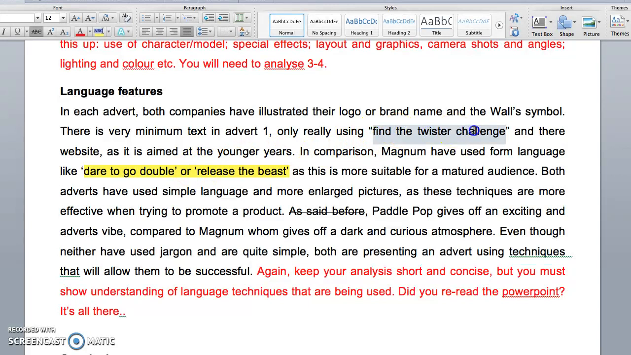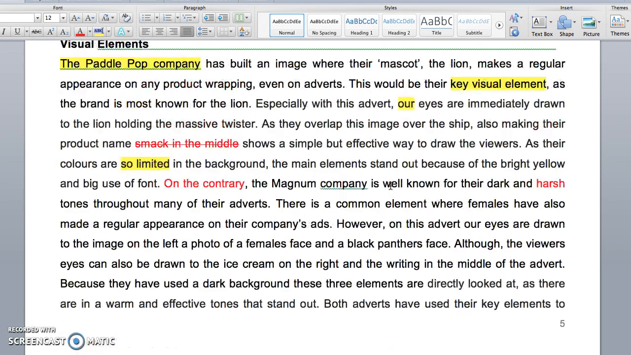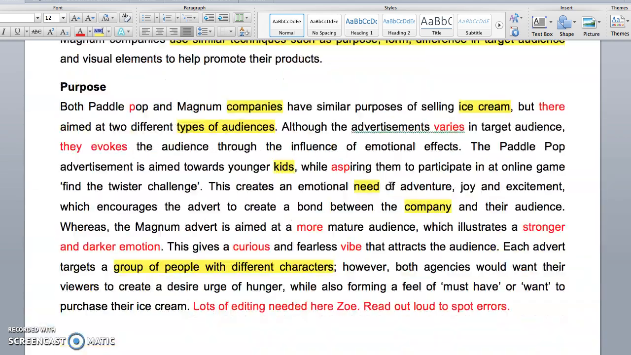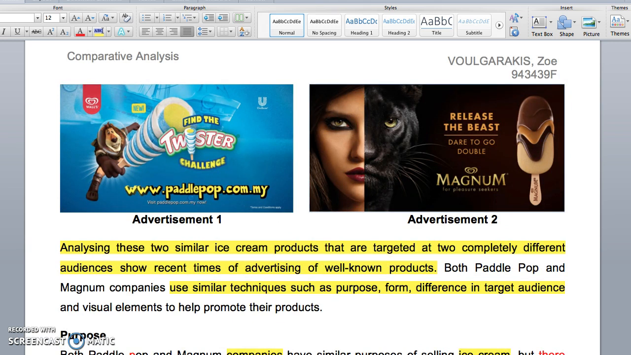You've got to analyze, well, what is the effect of "Find the Twister challenge"? It's issuing the target audience with a command. Find the Twister challenge. It's a challenge and it's a command, and it's simple language that, not say 4-year-olds, but the sort of pre-teen audience that they are targeting will certainly be able to understand and relate to.